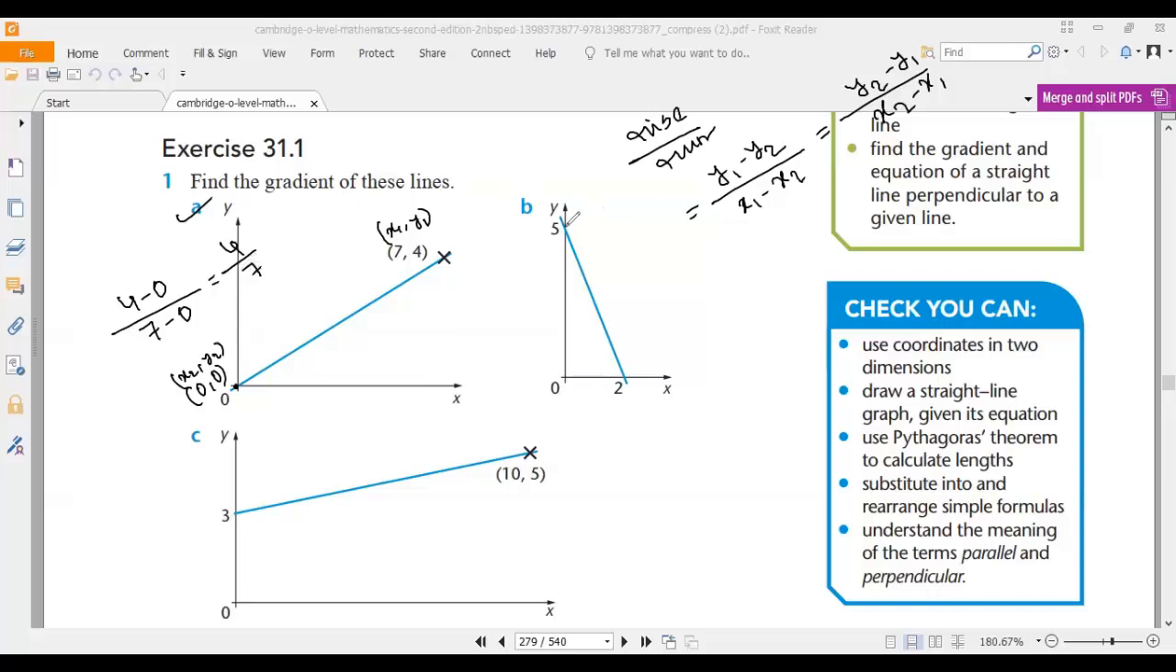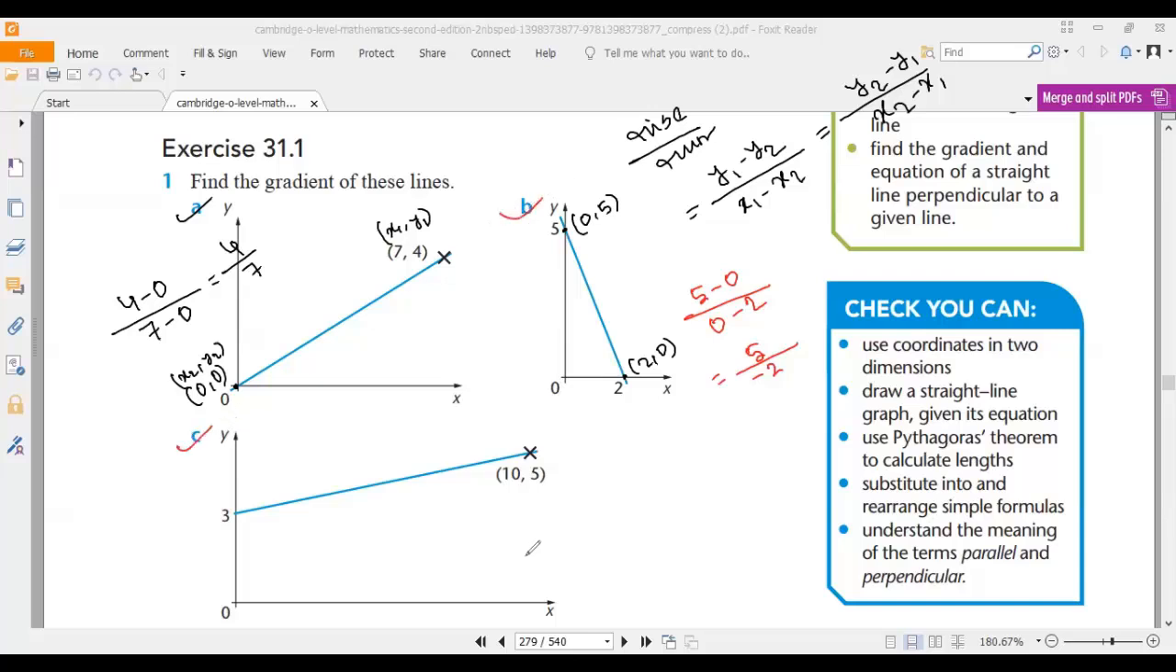At number B, this 5 represents the coordinate of this point, which will be 0, 5, and this one will be 2, 0. Then what will be the gradient here? Gradient will be y1 minus y2, that means 5 minus 0 by x1 minus x2, 0 minus 2. So what will be the final answer? 5 divided by minus 2. This is the gradient of question number B.